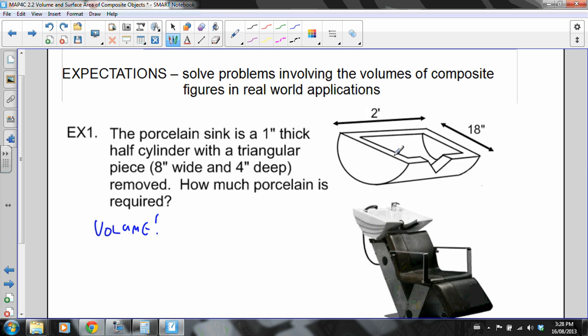Well, we can see that there's the outside cylinder, which the dimensions are given, and then the inside cylinder has kind of been carved out, subtracted. And so we're going to take the big cylinder and subtract the small cylinder that's inside. But notice, we don't need the entire cylinder, right? It's not like the sink is a drum, an oil drum or something like that. It's a half. So we're going to take the big, subtract small, and then divide by 2.